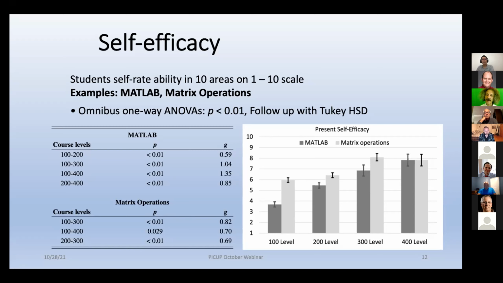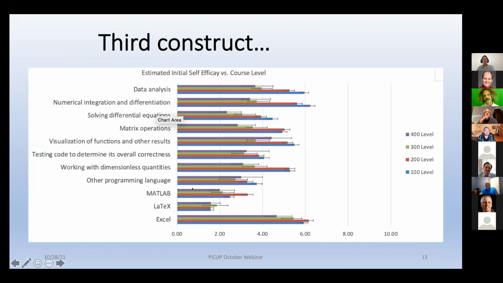Now, you may be asking yourselves, if students aren't doing computational physics using matrix operations in the 100 and 200 level classes, why are they rating themselves a 6? And we kind of anticipated this might happen. And that's why we asked them about their prior knowledge. So on the next slide, this is just a full data set. We haven't done the ANOVA or any of the other details yet. This is just the raw stuff.